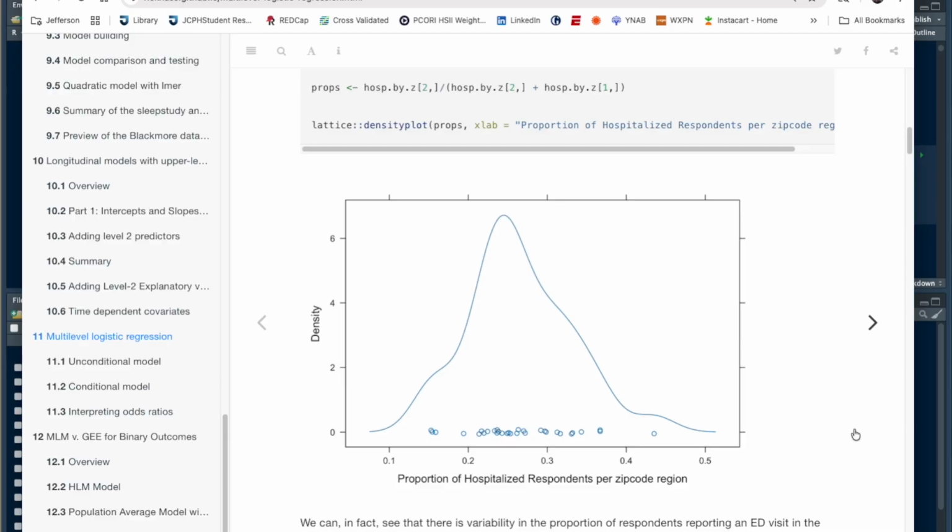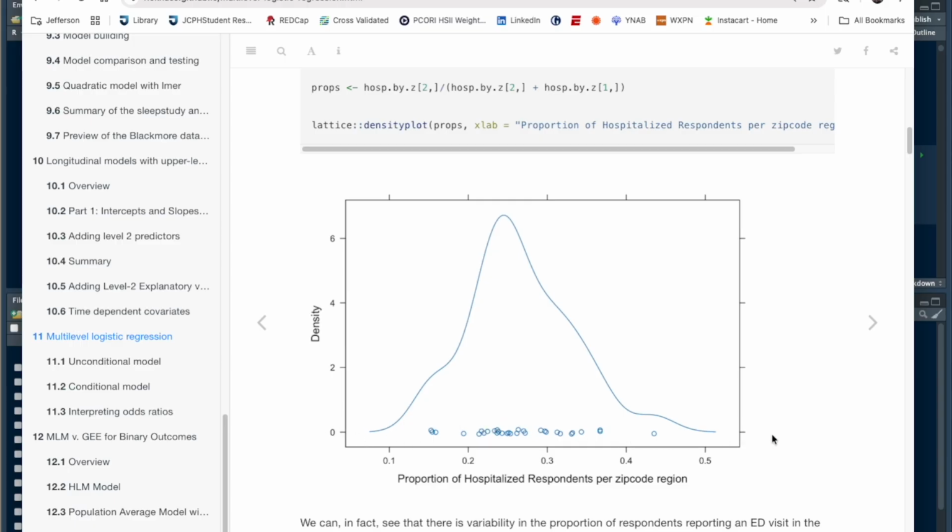That's important because, just like in other random effects models, we want the cluster variation to obey certain assumptions, and this is one that's going to help us out. Again, we can see there's some variability. The average is around here. There's a little bit of a skew.